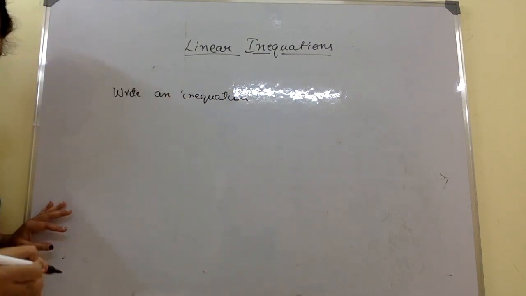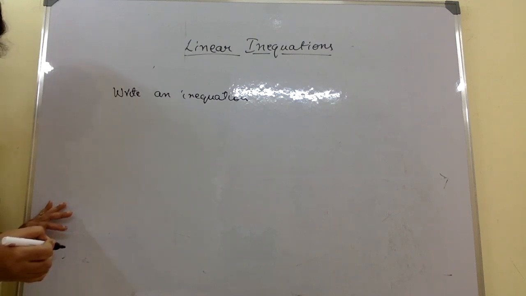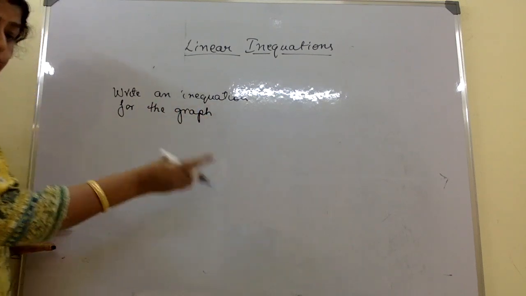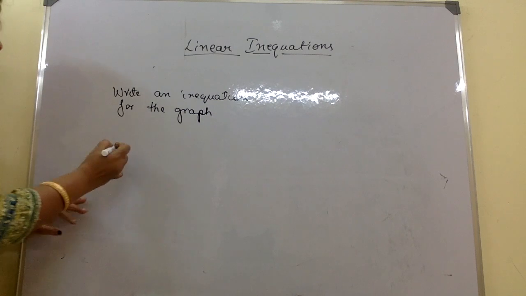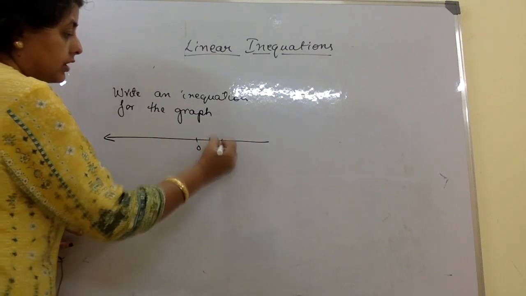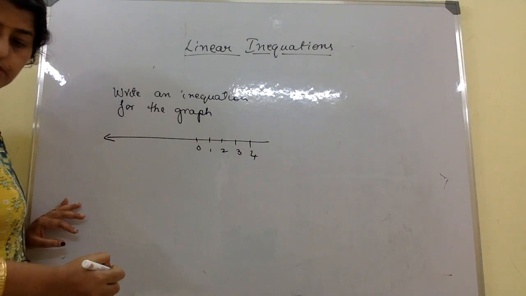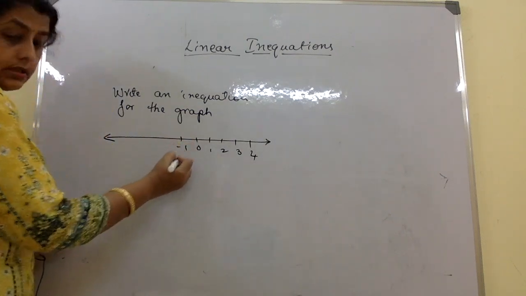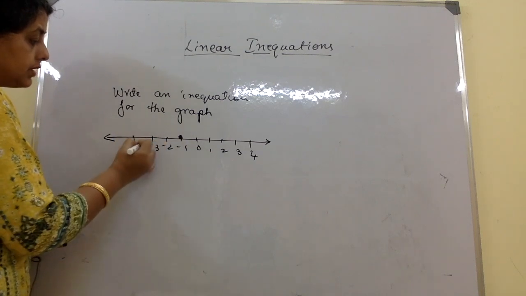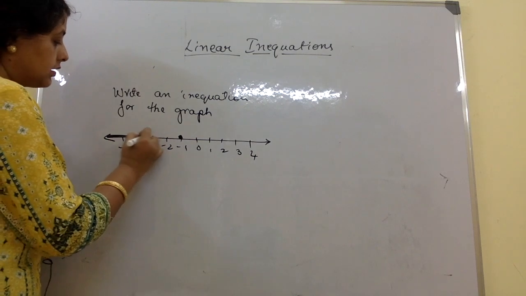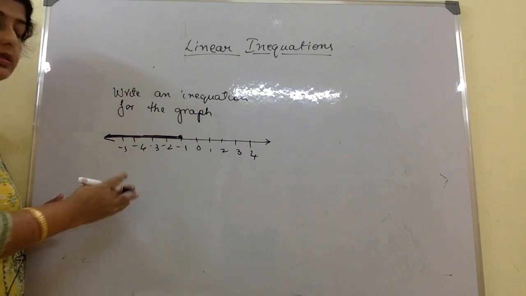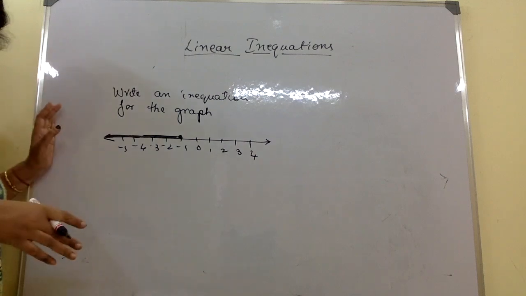Now they call this a graph. So they gave you a number line and they are saying now it's the opposite of what we just did. Write an inequation for this. Let me just see what it is. Starting from here, I have 0, 1, 2, 3, 4, and it goes on till here, and -1, -2, -3, -4, -5, and it goes till the end of the line. It means it goes to -infinity. So this is how they have given the graph. Now they want an inequation for it.